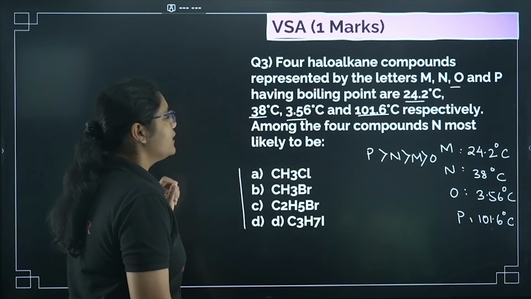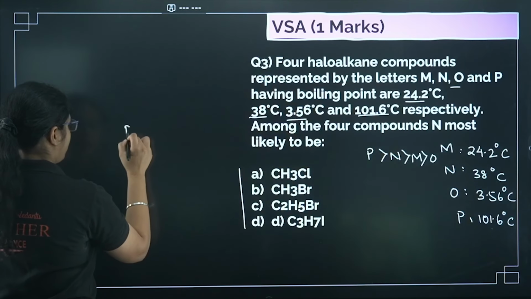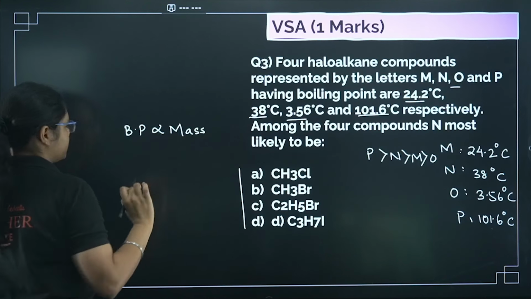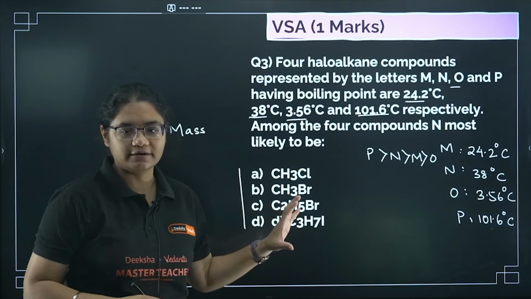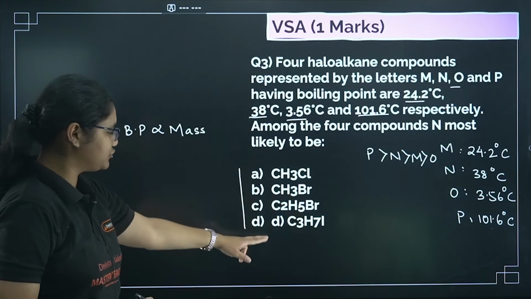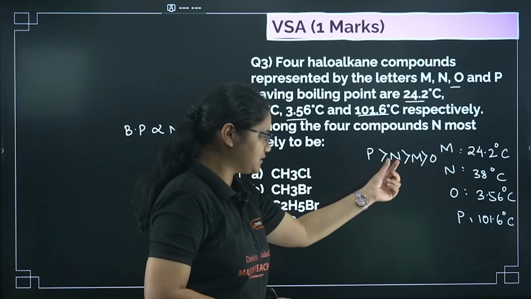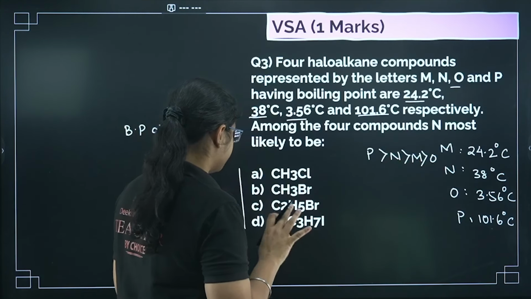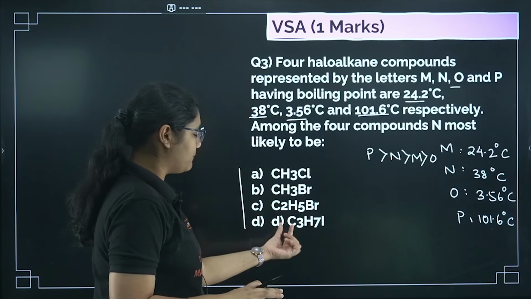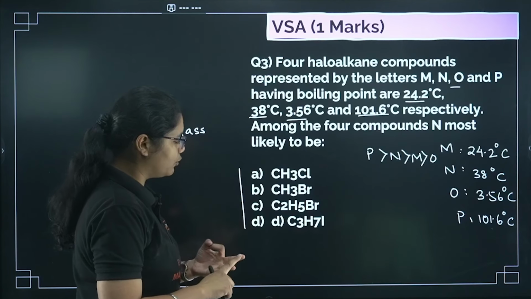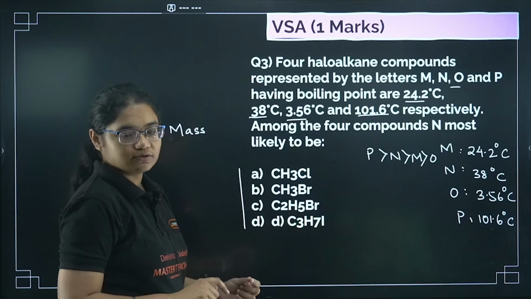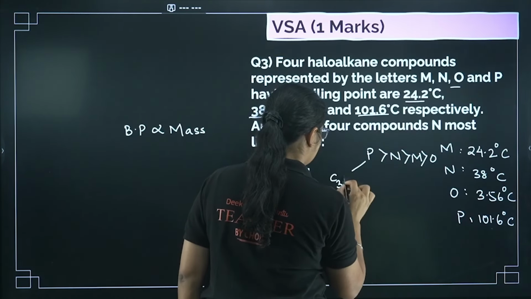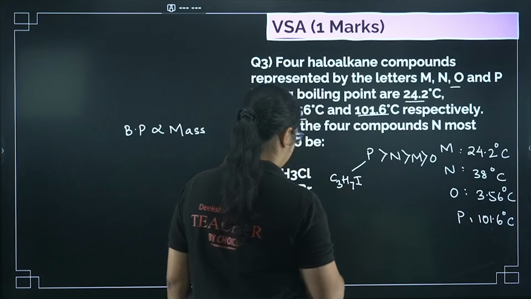Now we know that boiling point is directly proportional to mass, meaning if the mass increases then the boiling point will also increase. Now you have to match these 4 compounds to the 4 boiling points, and we can easily find which is N here. See which one will have the highest boiling point. In compound D we have more carbon and we have iodine also, so the entire mass of this compound is more. So P is C3H7I. This is definitely P.